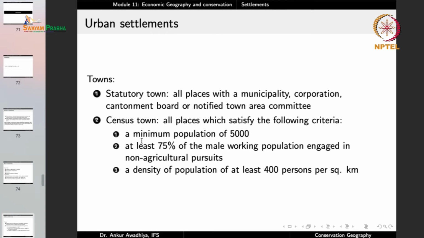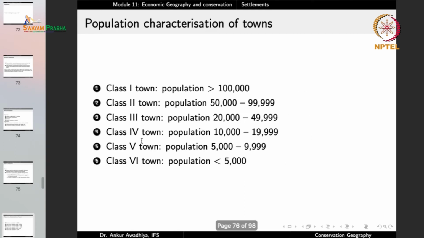In the case of urban settlements, the towns are divided into statutory towns and census towns. Statutory towns are those places that have a municipality or municipal corporation or cantonment board or a notified town area committee. Whereas census towns are those places that have a minimum population of 5,000 with at least 75% of the male working population engaged in non-agricultural pursuits and a density of population of at least 400 people per square kilometer.